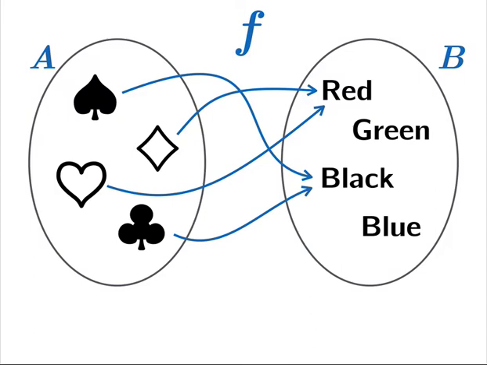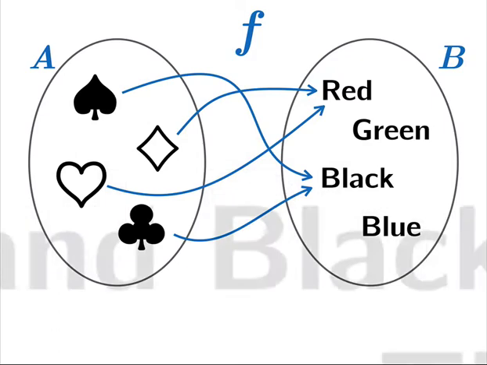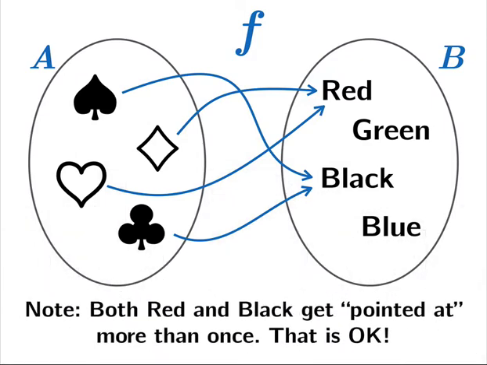So we could say f is this color choice function that assigns to each suit, i.e. element of the set A, some color, i.e. element of the set B. Now a couple things to notice. Both black and red get pointed at more than once. That's okay. A function can deal with that, okay?